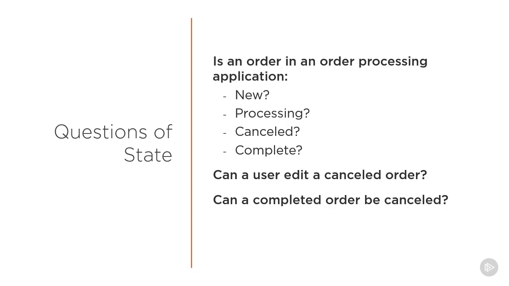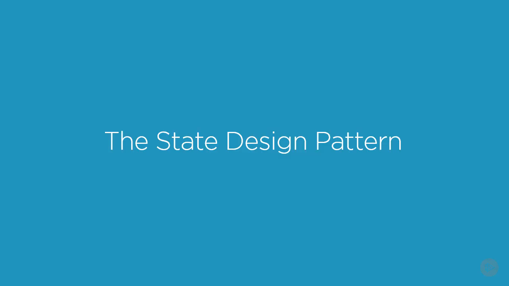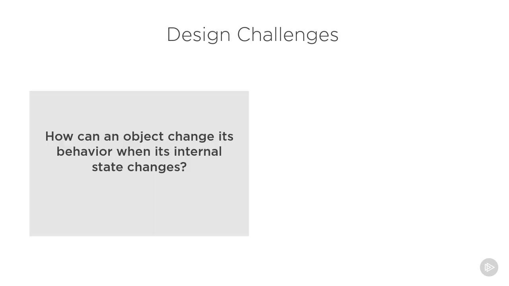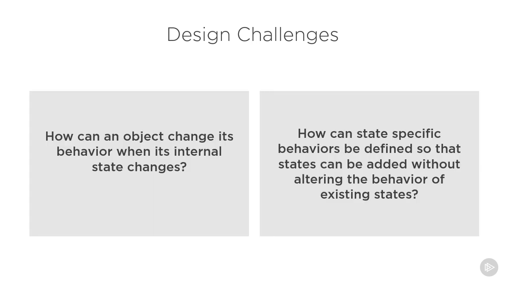During this course, you'll be introduced to and implement a tried and true design pattern to apply to these challenges, the state pattern. The state design pattern is one of 23 design patterns documented by the Gang of Four that describes how to solve recurring design challenges. Specifically, it addresses how an object can change its behavior when its internal state changes, and how state-specific behaviors can be defined so that new states can be added without altering the behavior of existing states.